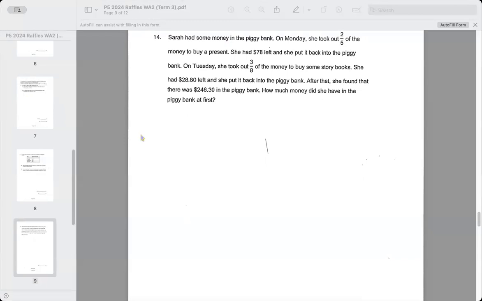She had $28.80 left and she put it back into the piggy bank. After that, she found that there was $246.30 in the piggy bank. How much money did she have in the piggy bank at first?